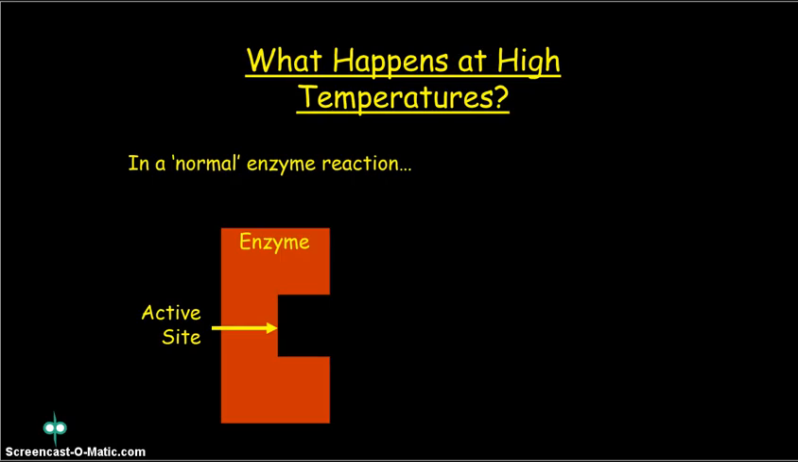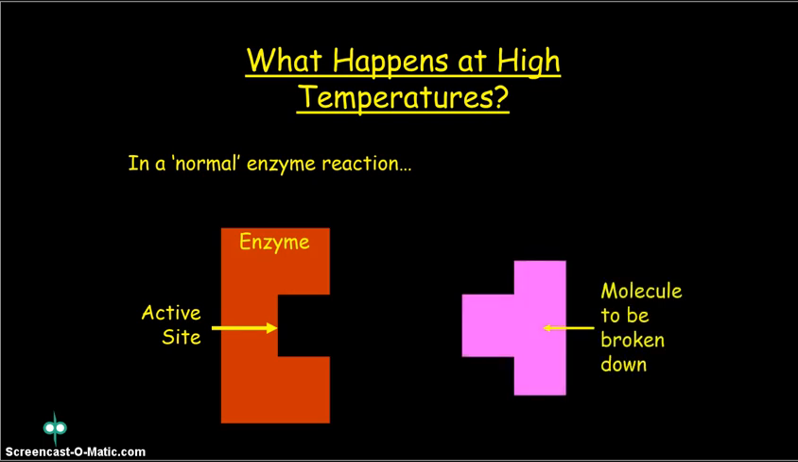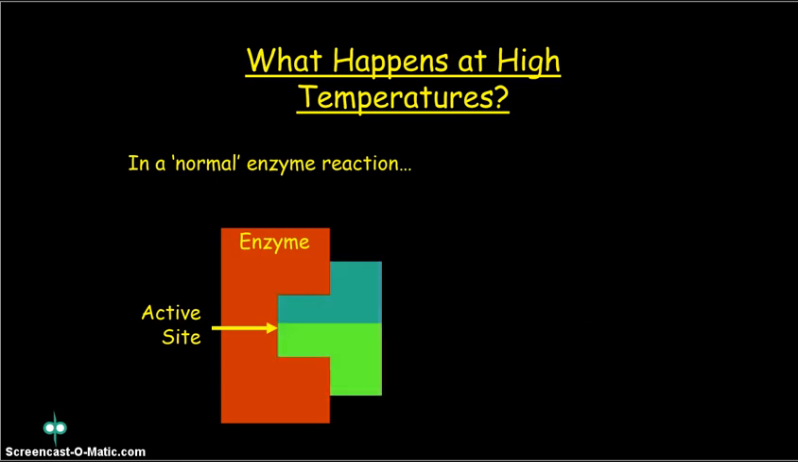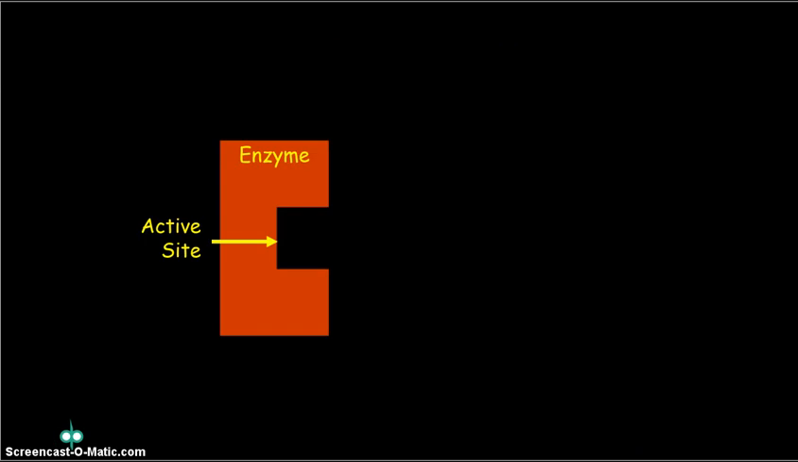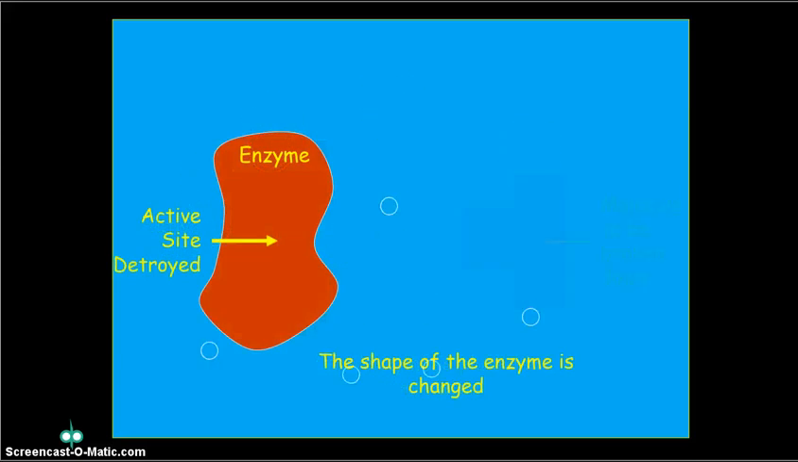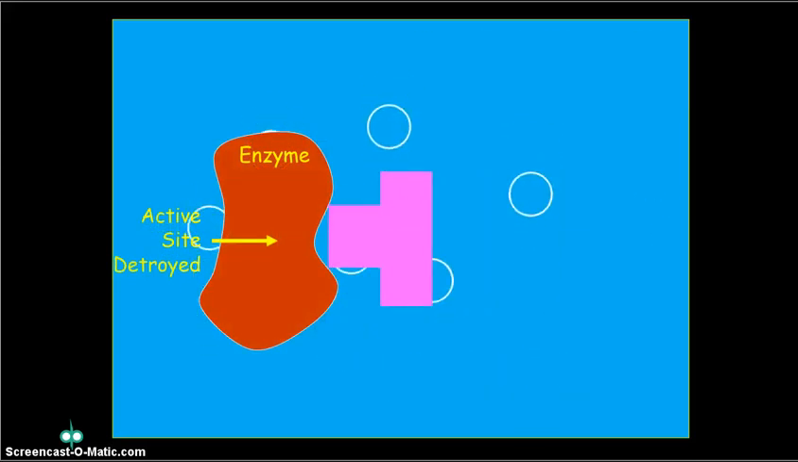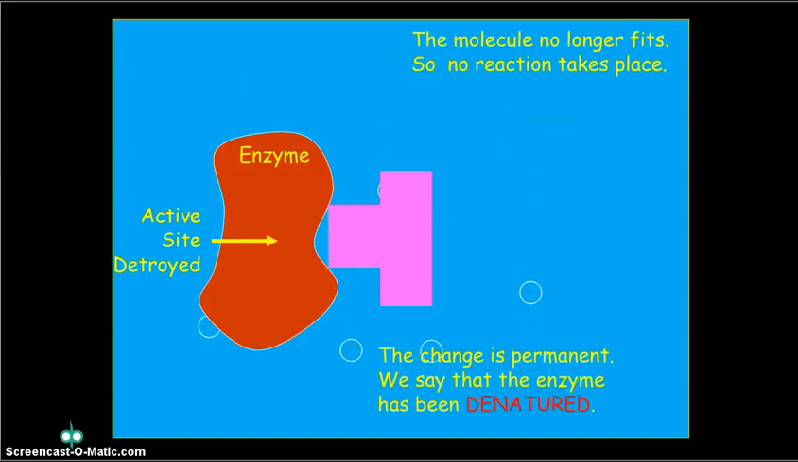If we have a look at the effects of high temperature on an enzyme reaction, normally the active site of the enzyme fits exactly with the substrate, the enzyme reaction occurs and the products are made. However, if we take that enzyme and place it into boiling water, for example, the shape of the enzyme changes. The active site is no longer complementary to the substrate, and that change in the structure of the enzyme is now permanent, and we say that the enzyme is denatured. It will no longer work.